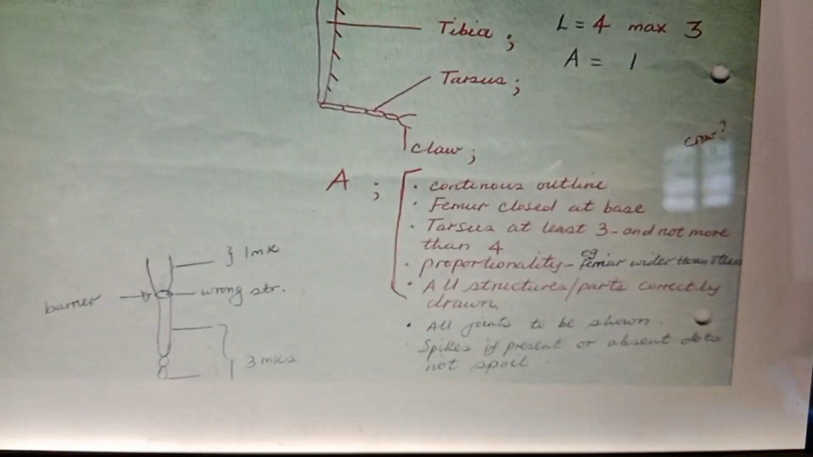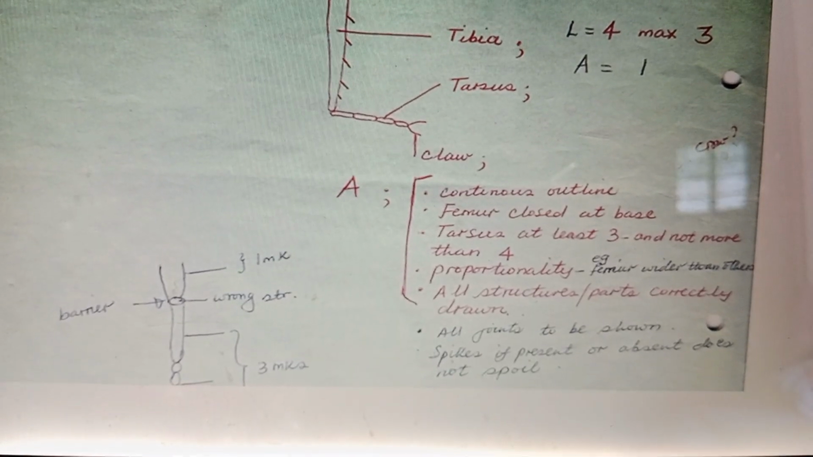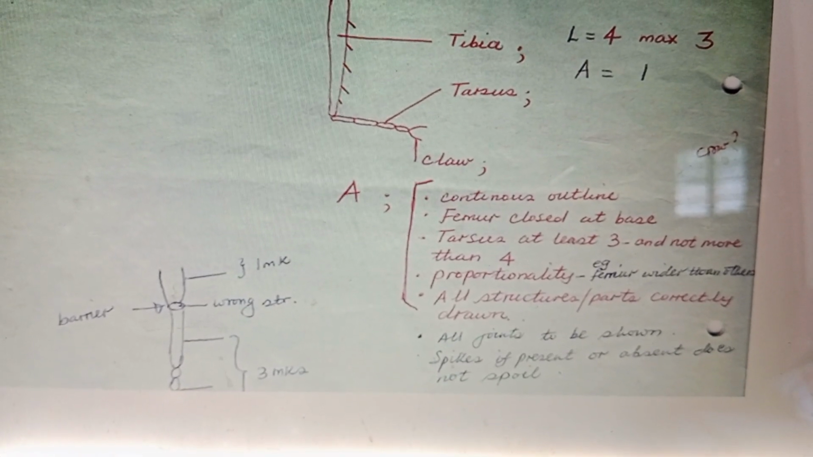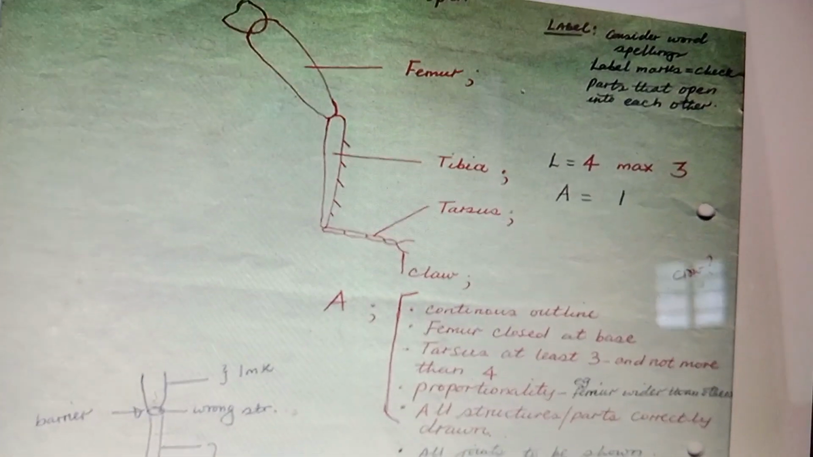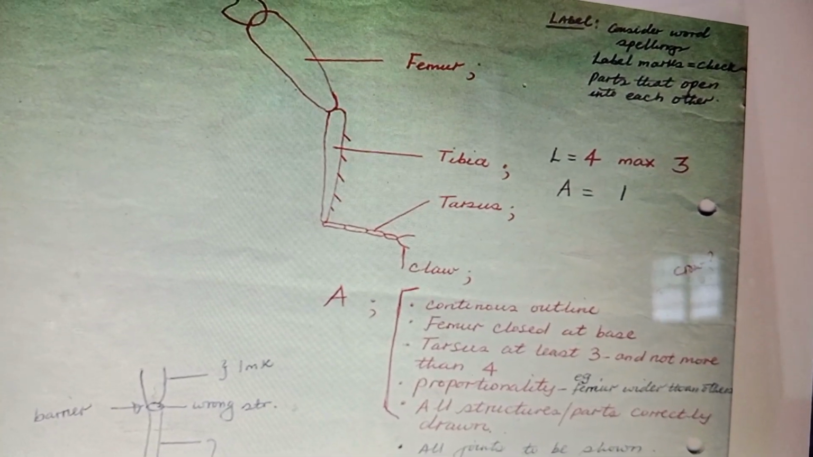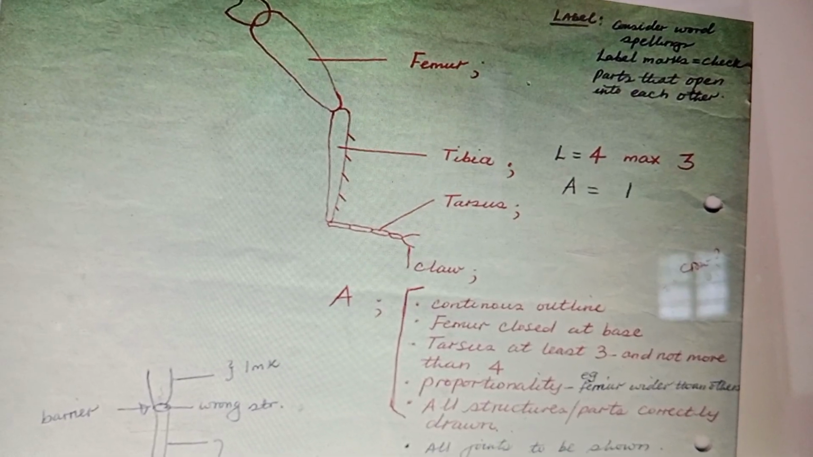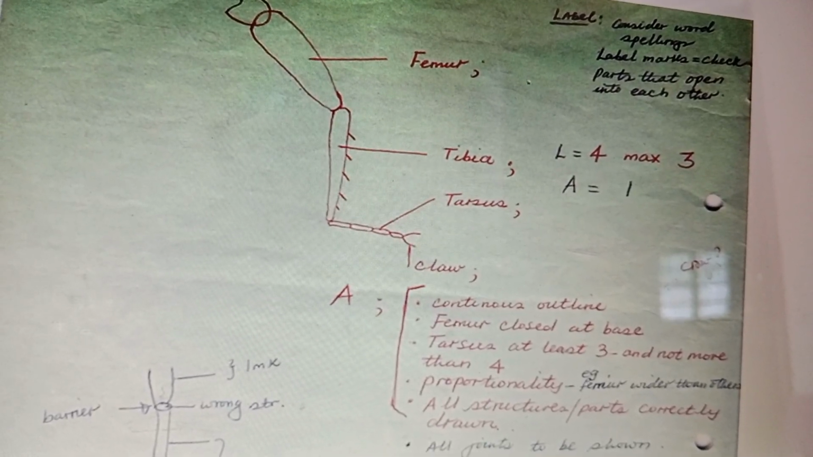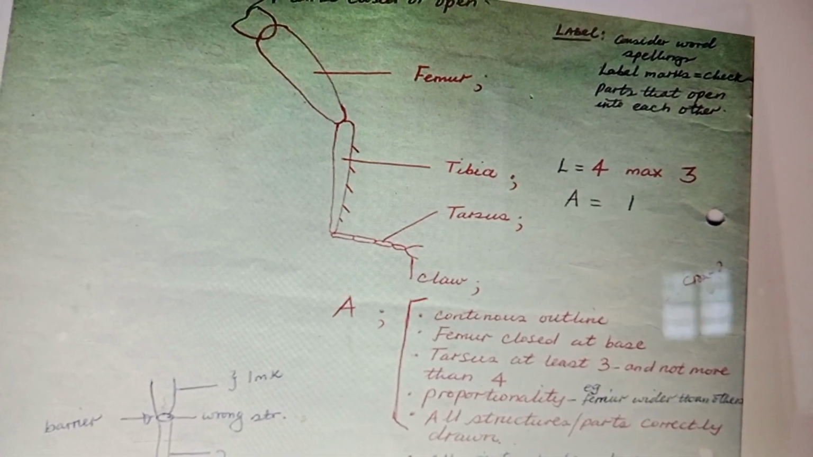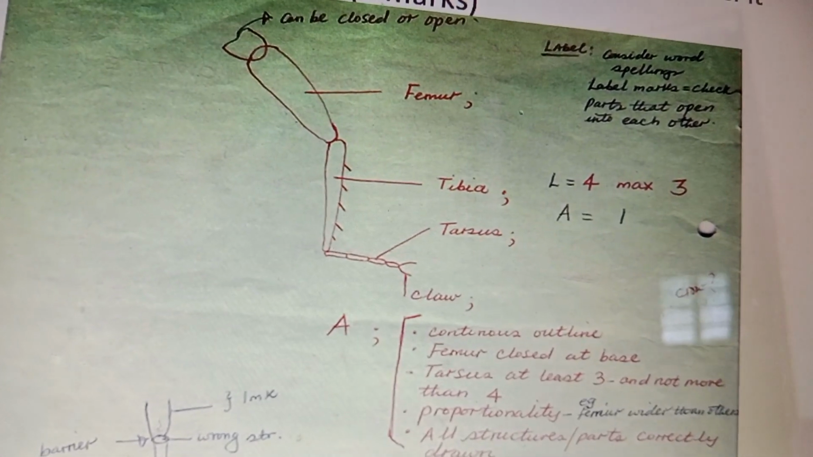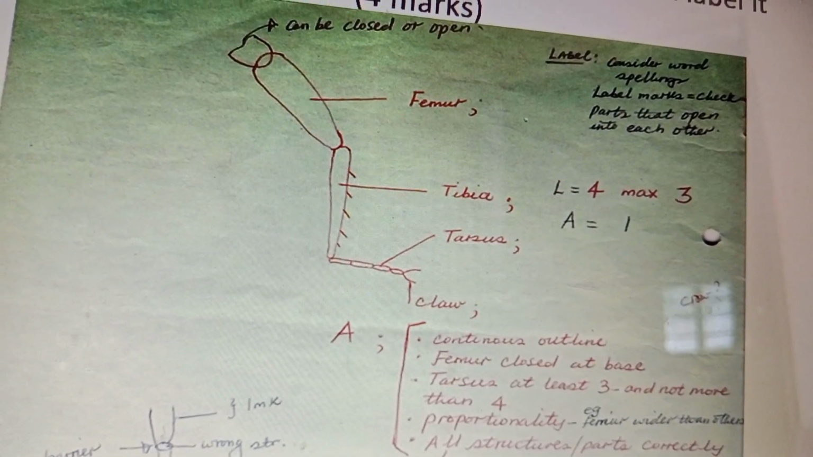You are giving 4 marks. You have got 4 marks, maximum 3 for labels, plus the accuracy mark. Then for the labels, consider word spellings. Check parts that open into each other for you to give the label marks. All right, you check whether the parts are opening to each other for you to award that mark.